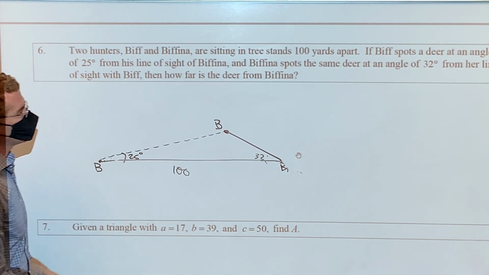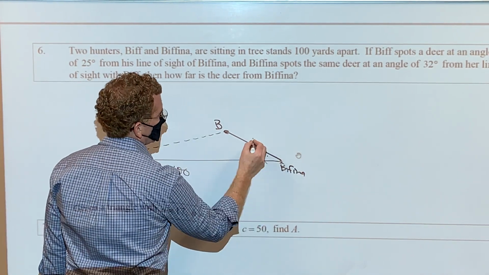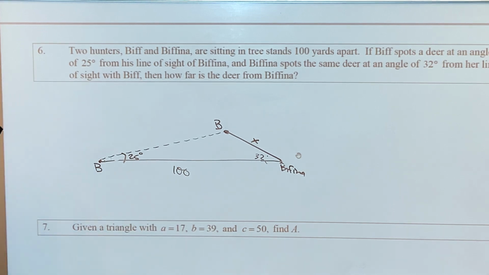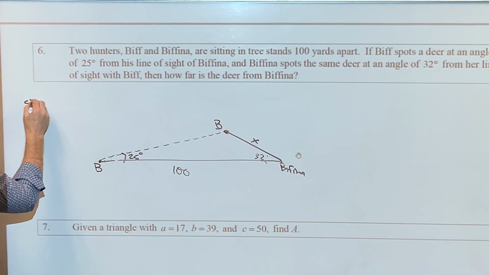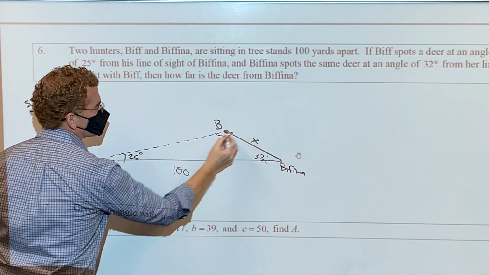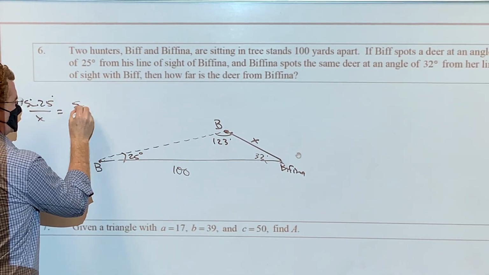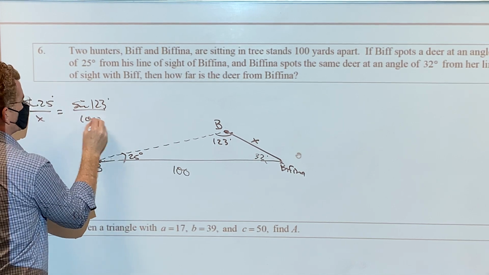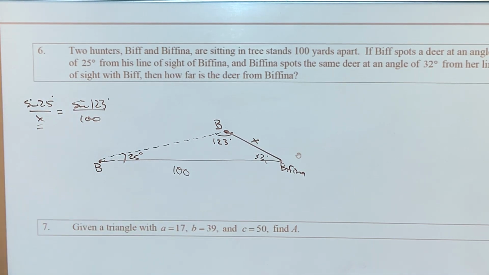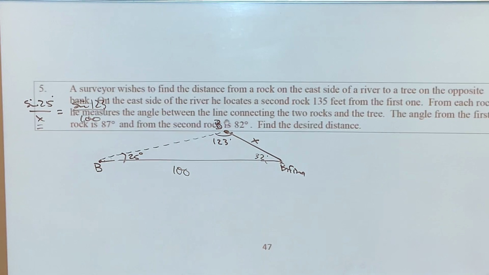So if I'm looking for how far is the deer from Buffina, and I'm looking for X, what would you do here? Law of sines again. Sine 25 over X equals, so I gotta find B up here, which would be what, 57, 123? Sine 123 over 100. Solve for X. All right, I got one more I want you to look at. I think it's on here.